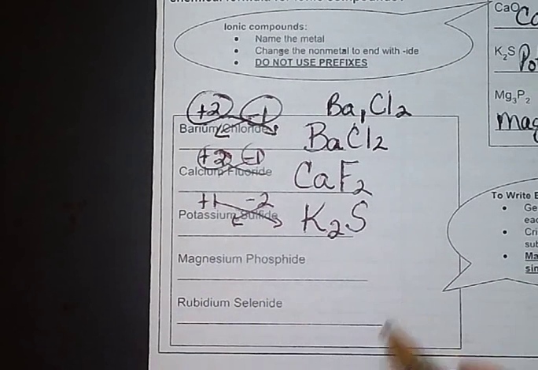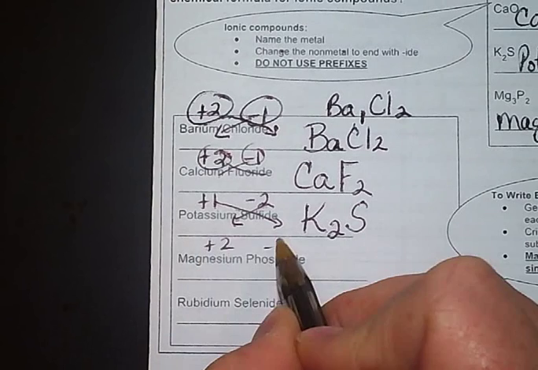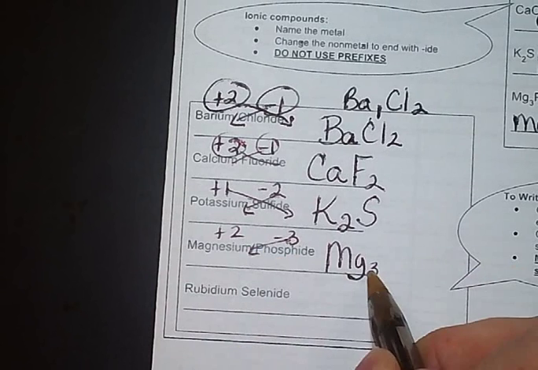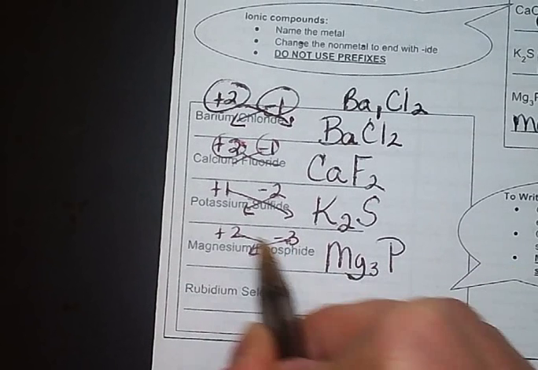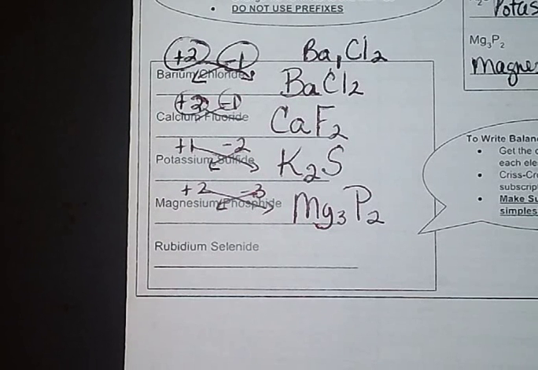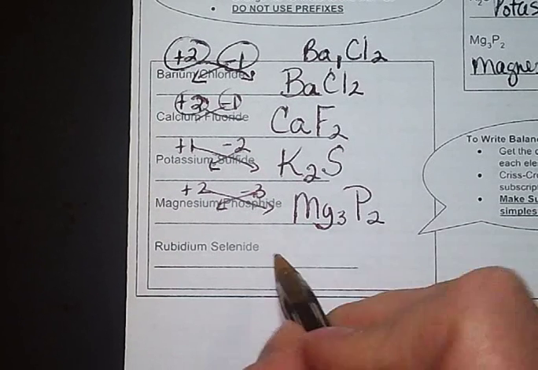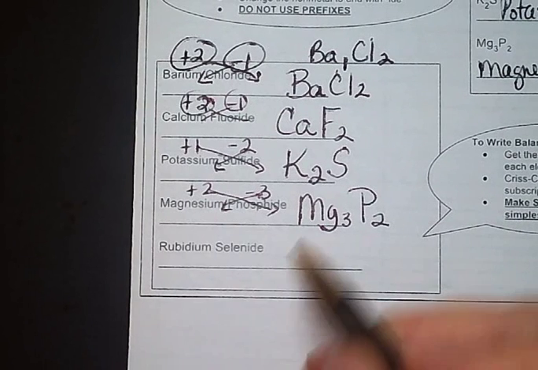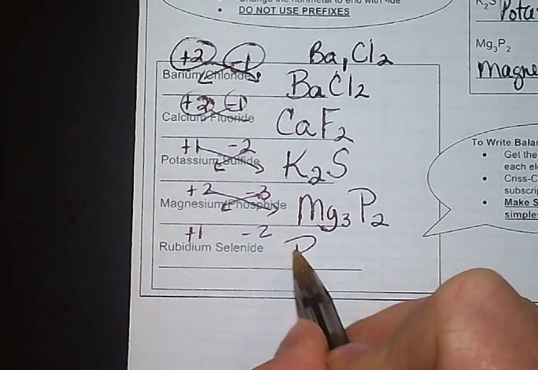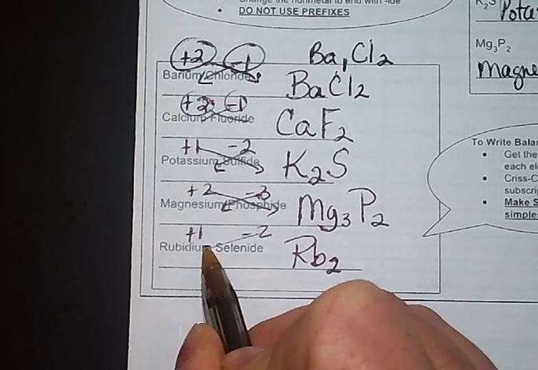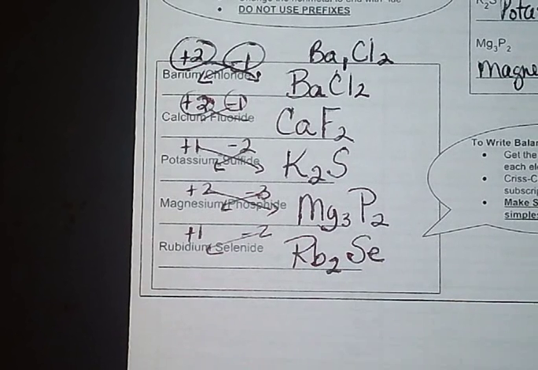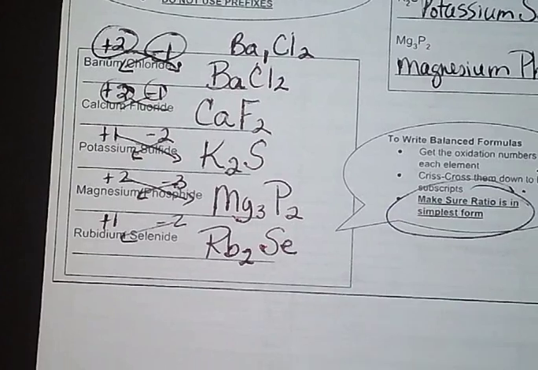Magnesium is a +2. Phosphorus is a -3. So magnesium is Mg, and the 3 comes down to the magnesium. Phosphorus is P, and it gets the 2 crisscrossed from the magnesium there. All right, so rubidium is Rb, and I've got +1, and sulfur is -2. So rubidium is going to get the 2, crisscross down, and sulfur is going to get the 1, and so that's that. The last thing you want to do is make sure this ratio is in simplest form.